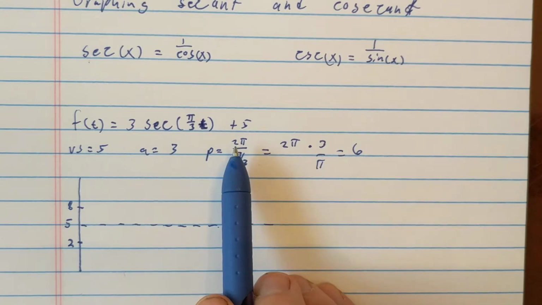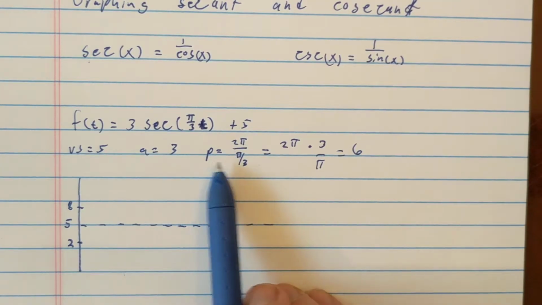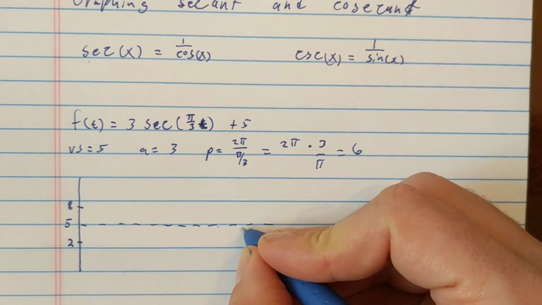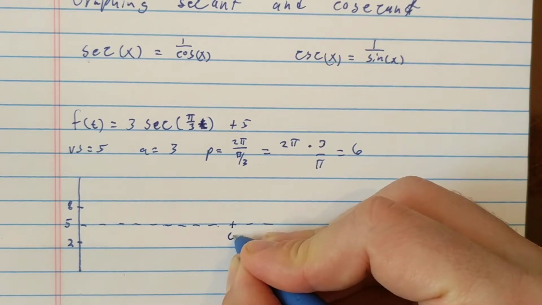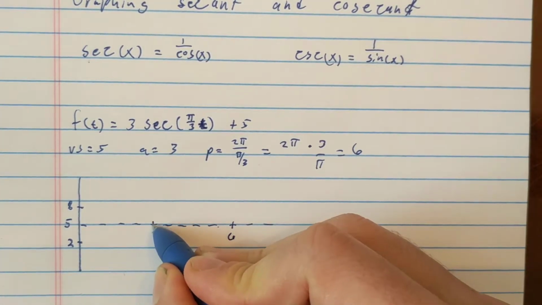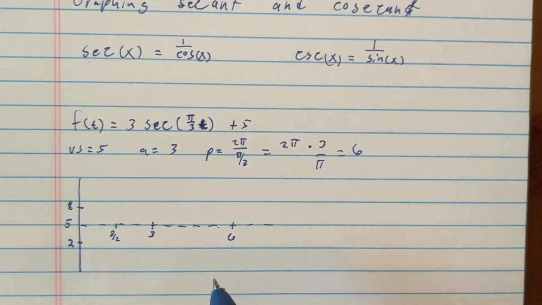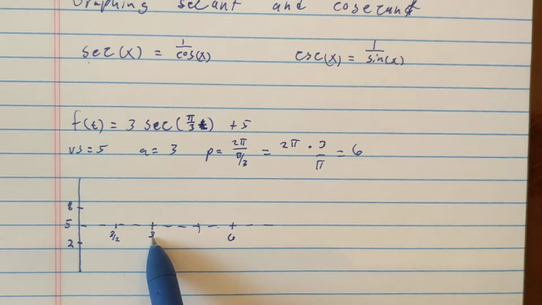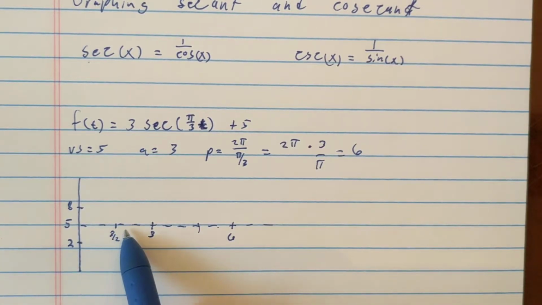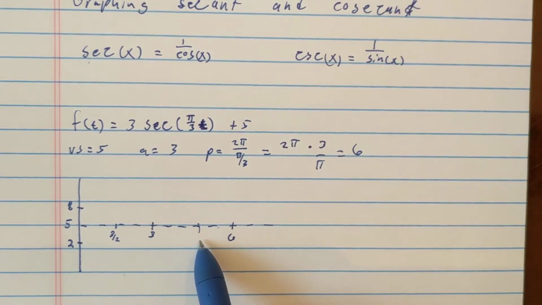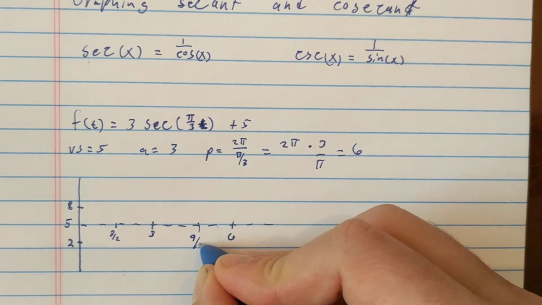Now, let's do the horizontal axis. We notice our period is 6, so we'll put 6 over here. Half of 6 is pretty easy, it's 3. Half of 3 is 3 halves. Now, if I want to count out, this is 3 halves, so if this is 3 of them, this must be 6 halves. And so we do 3 halves, 6 halves, 9 halves.